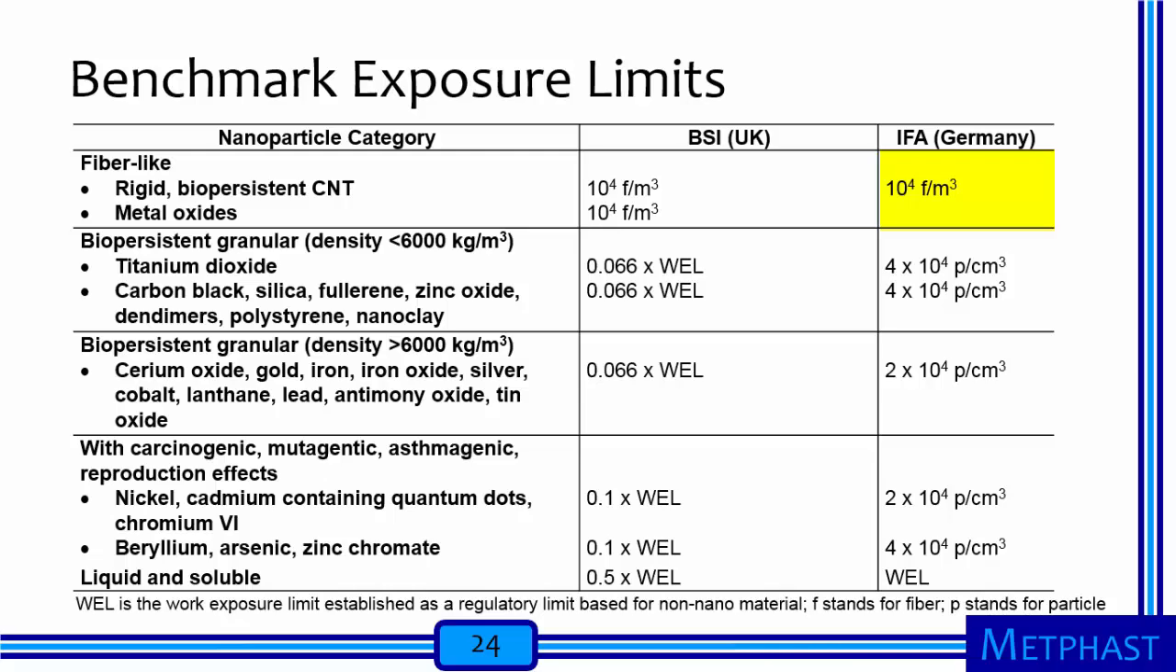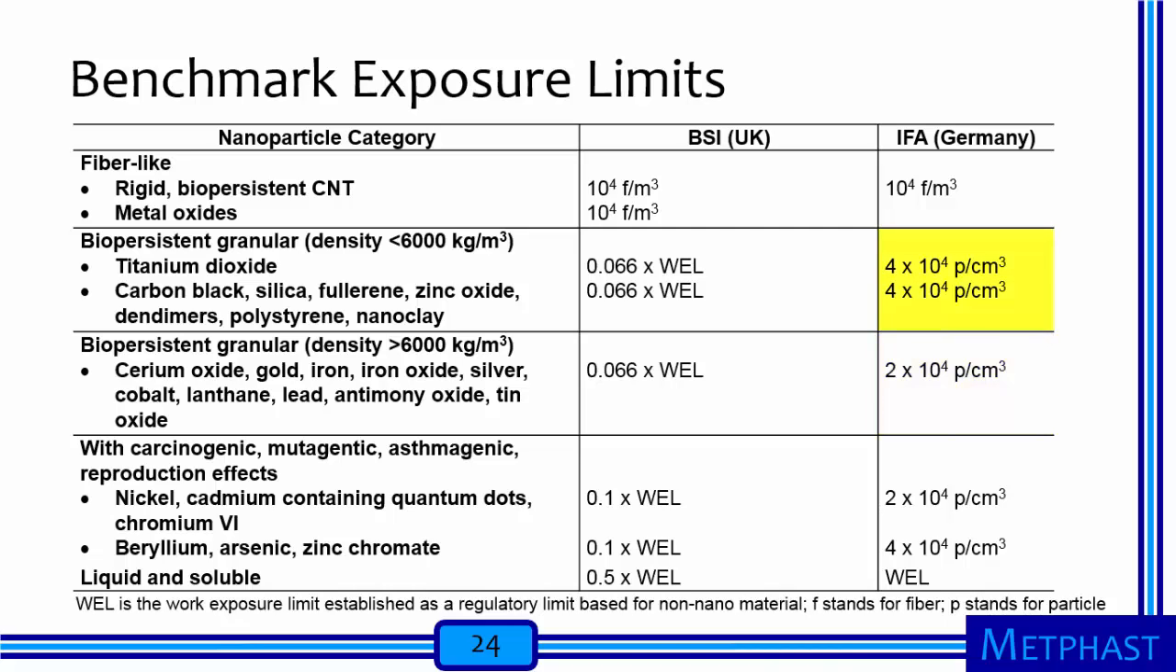It is recommended that only carbon nanotubes that have been tested for adverse health effects similar to those of asbestos should be used. For metals, metal oxides, and other biopersistent granular materials with a density greater than 6,000 kilograms per cubic meter, a particle number concentration of 20,000 particles per cubic centimeter in the range of measurement between 1 and 100 nanometers should not be exceeded.